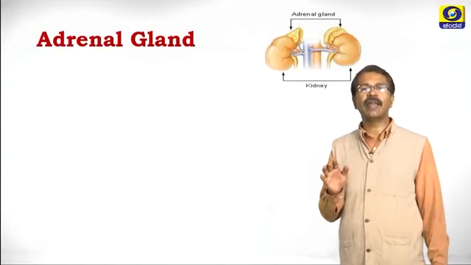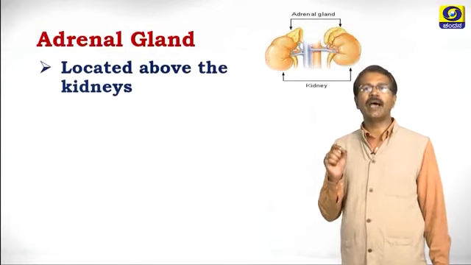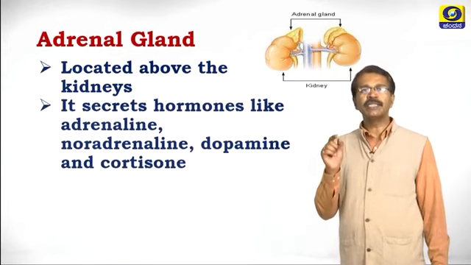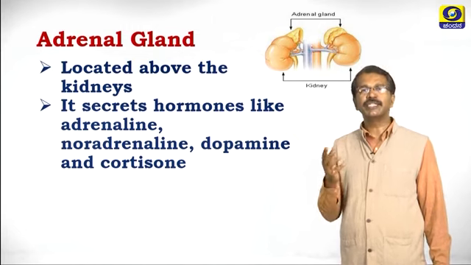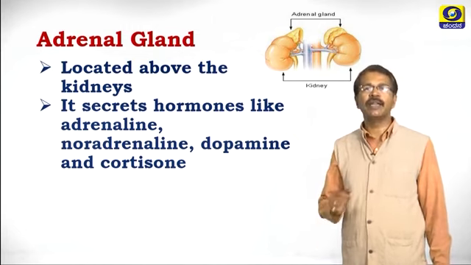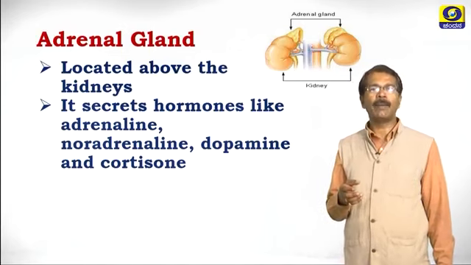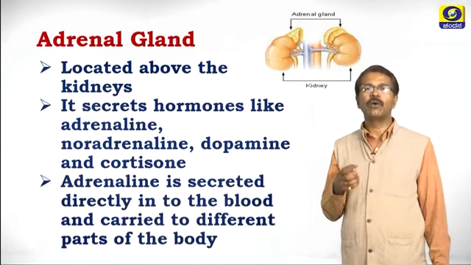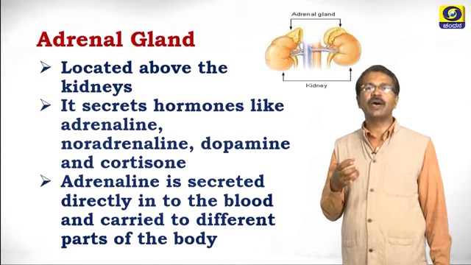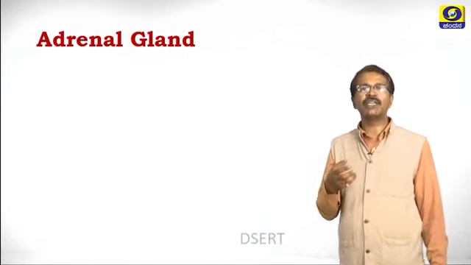Yes. Next gland is the adrenal gland. Adrenal gland is located above the kidneys. It is usually in pyramid shape or in a triangle shape. It secretes many hormones: adrenaline, noradrenaline, dopamine and cortisone, among which adrenaline is an important hormone. Why is it an important hormone? Because it stimulates the heart to pump more blood. It stimulates the functioning of the heart.